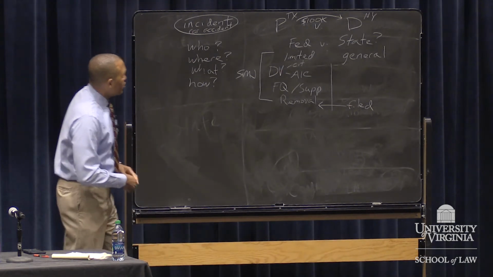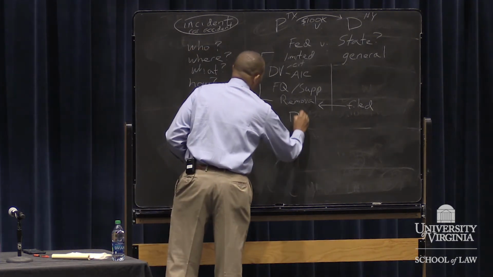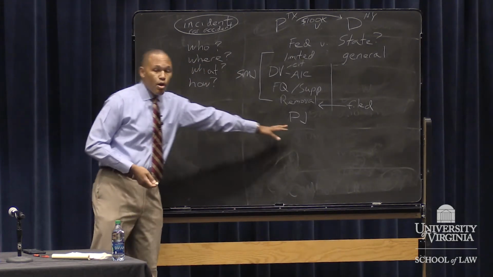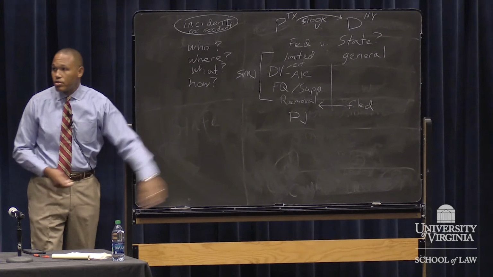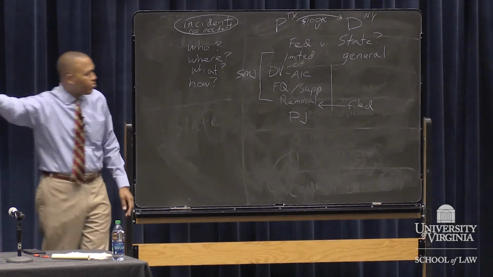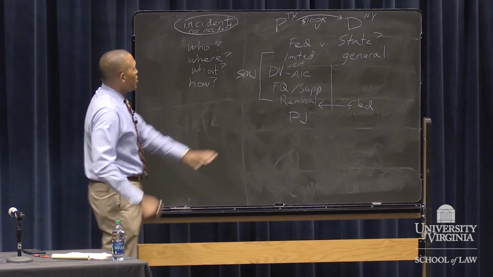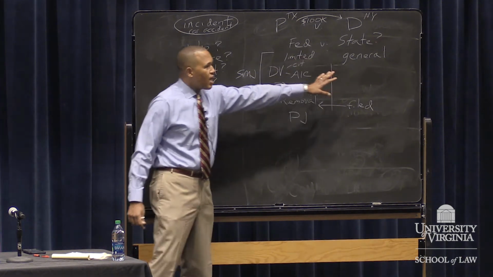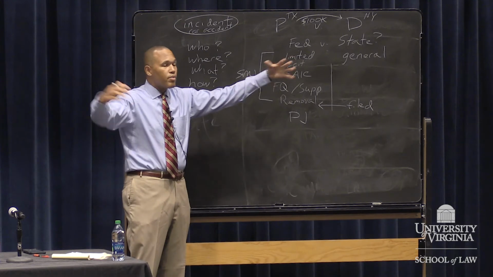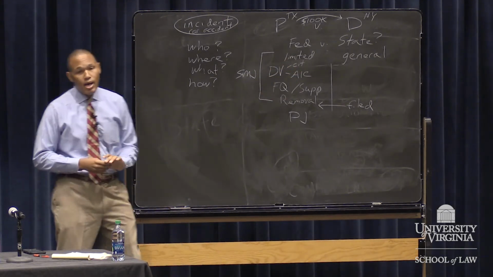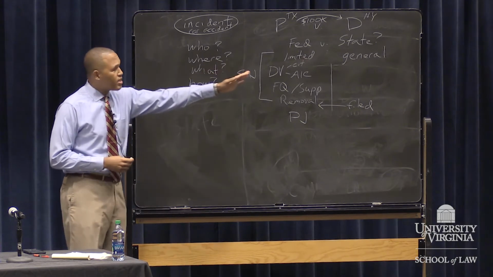The next issue that you have to concern yourself with when it comes to where this can be brought is personal jurisdiction. Personal jurisdiction is PJ, which I've written for people who might not be able to see the board too well. We've talked about federal versus state, but now we have to figure out where within the United States geographically this can be brought. Which state are we talking about? And that applies to federal or state court.